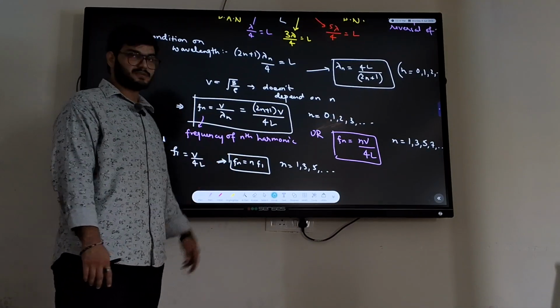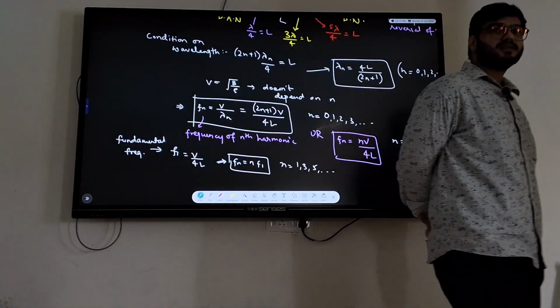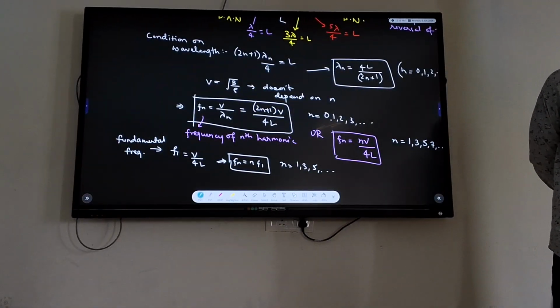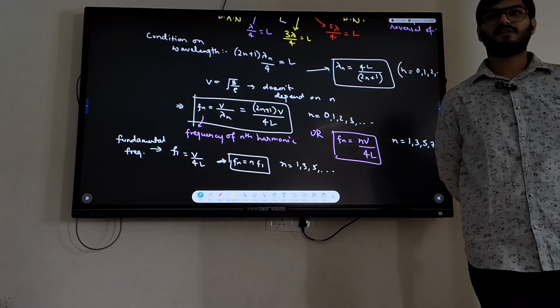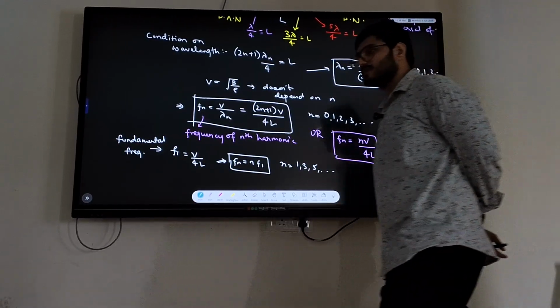So these are the frequencies. Just for fun, can you try to plot the delta P versus X graph, or rather P versus X graph? What do you think it should be?